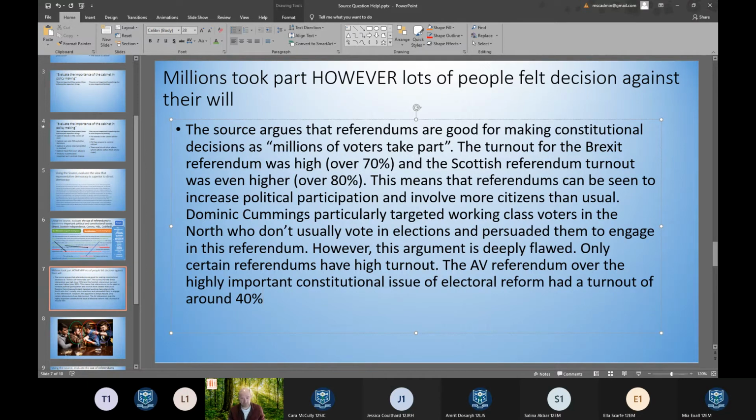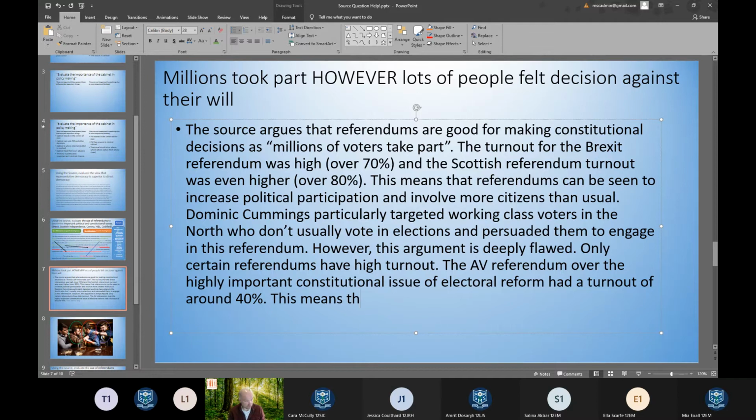Note, I haven't got exactly 42.9%. No, I'm not expecting either me or you to remember exact percentages. As long as you know it's around 40, around 50, around 45%, little words like around are very useful because it means that as long as you are in the right ballpark, the examiner has to kind of say, okay, fine. So the AV referendum over the highly important constitutional issue of electoral reform had a turnout of around 40%.